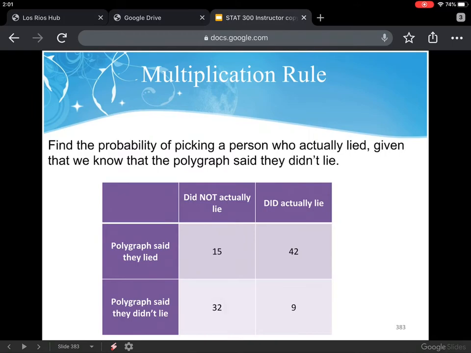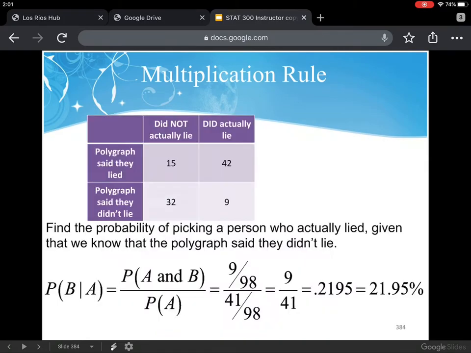What's the probability of actually picking a person who actually lied? So actually lied here. What's the intersection of actually lied and polygraph said that they didn't lie? Polygraph said that they didn't lie would be 9. The intersection of this column and this row is 9. That's the numerator. And then everything after the word given, polygraph said that they didn't lie, which is 32 plus 9, or 41. That is the denominator of my probability.